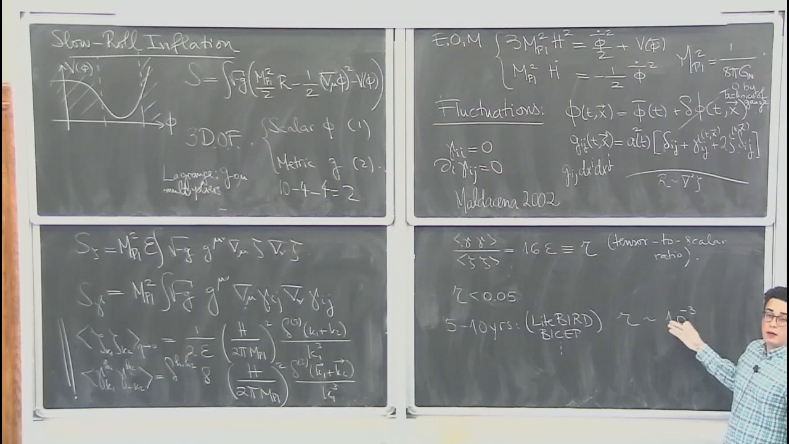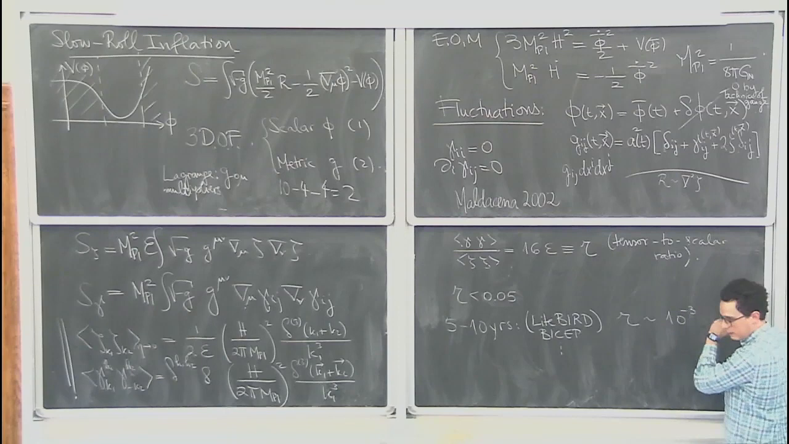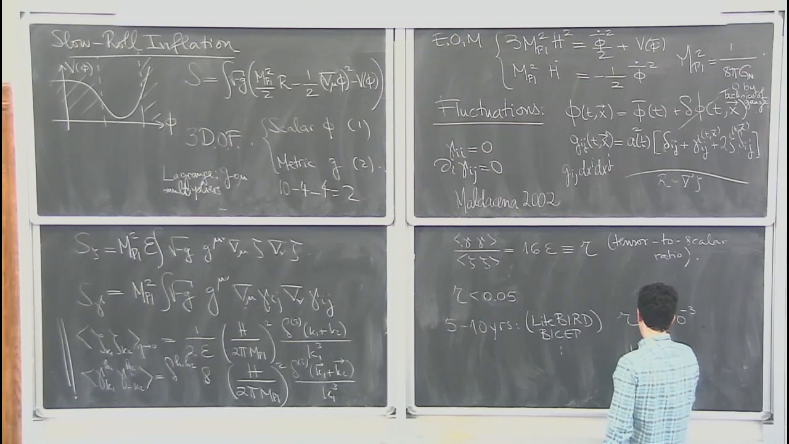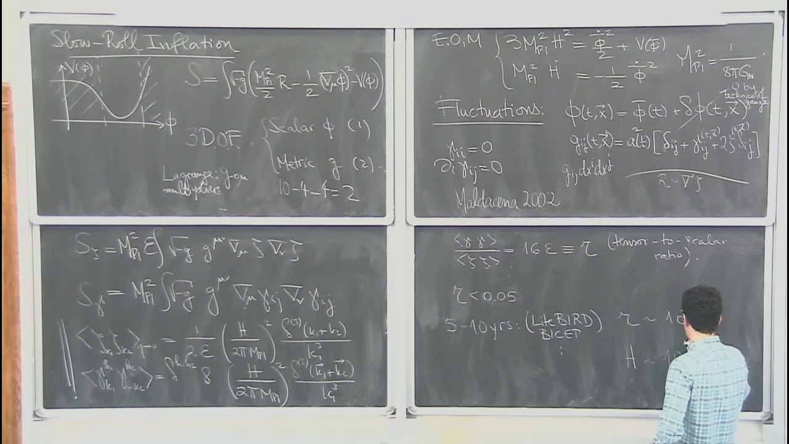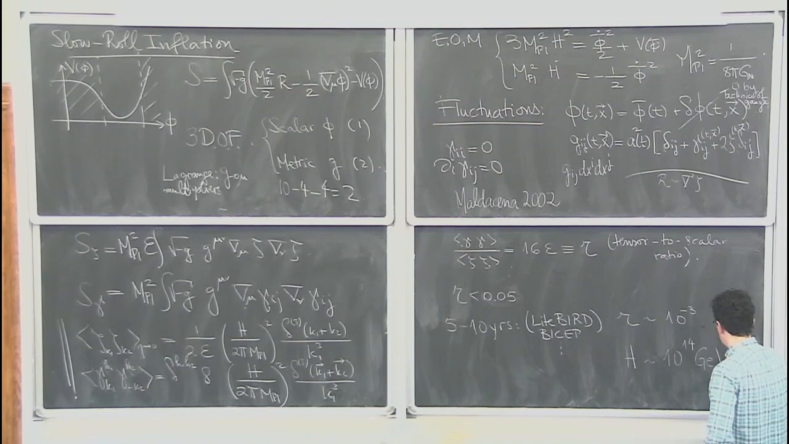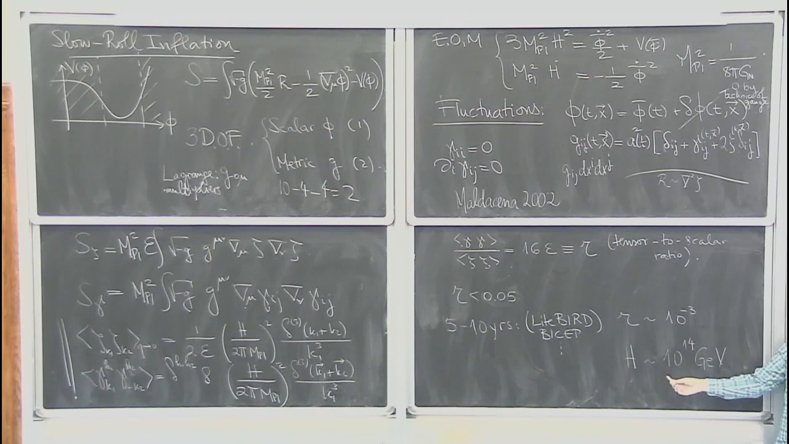But if we see them, let's believe in that for a second, then it means that, with M Planck of order 10 to the 19 GeV, H is, roughly speaking, order 10 to the 14 or 13 GeV. Maybe a little bit less than that. But okay, this number is huge. Oh, it's enormous. Energy scale.